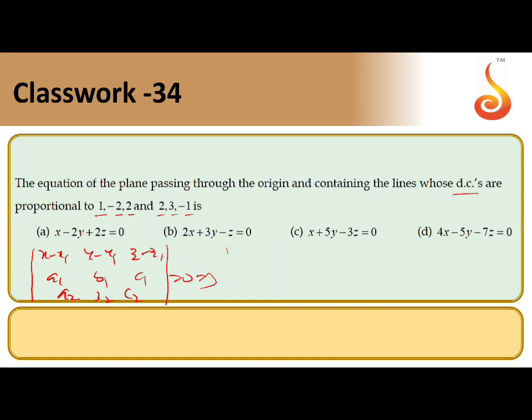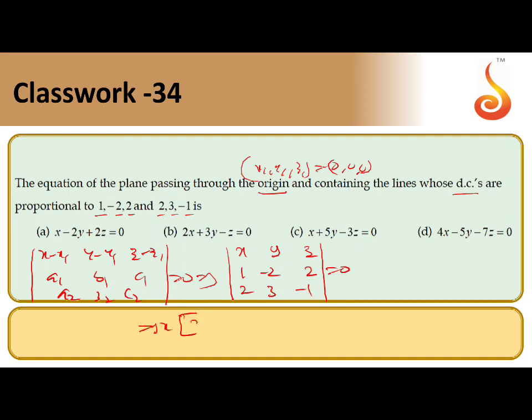So what is the point here? The origin, which means x1, y1, z1 is 0, 0, 0. That means the first row is x, y, z. The second row is a1, b1, c1, the DRs of the first line. Next, 2, 3, minus 1, equal to 0. Now solve the determinant to get the answer for this one.